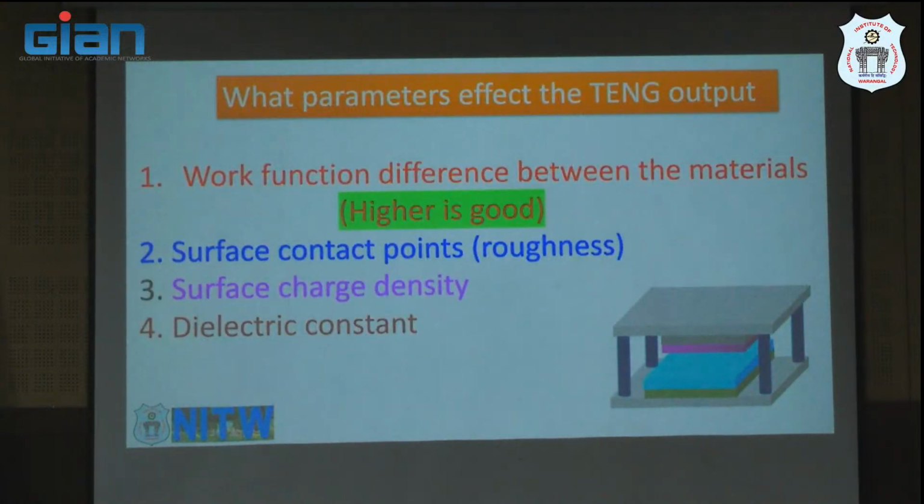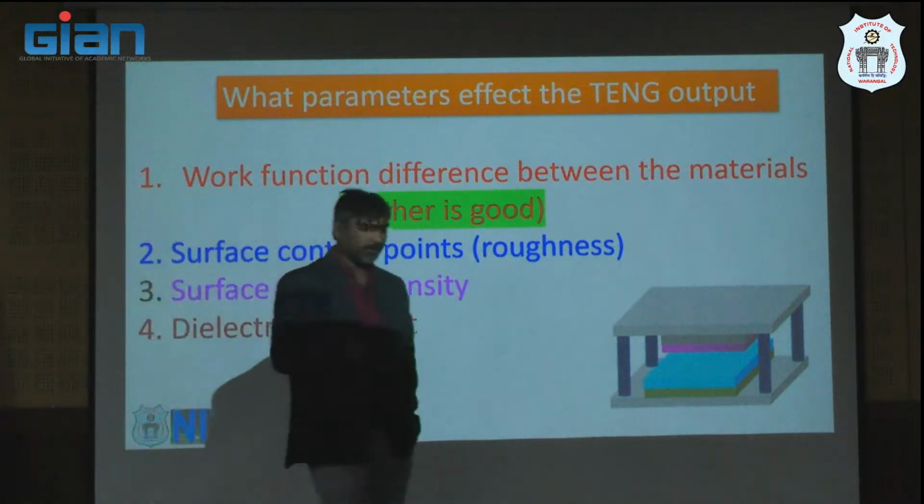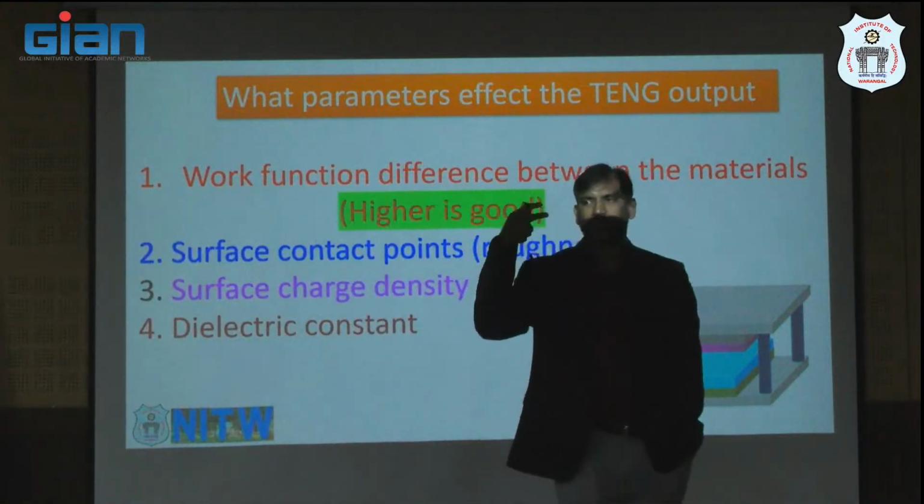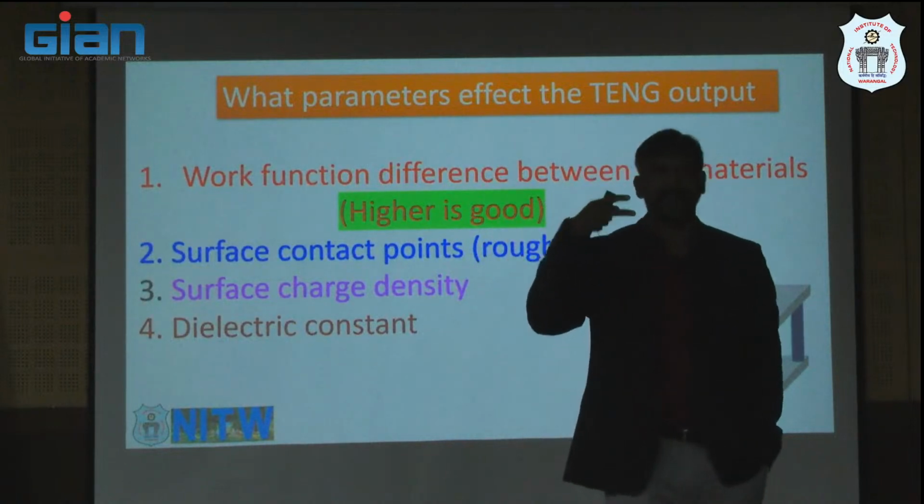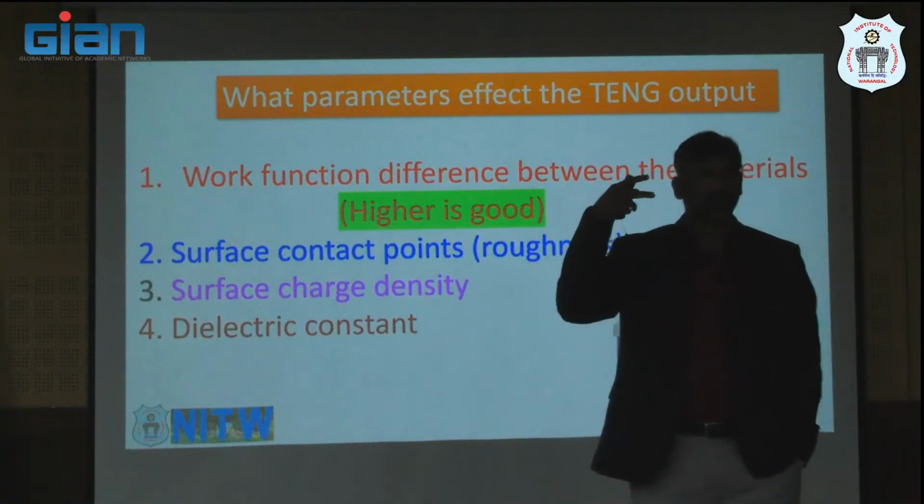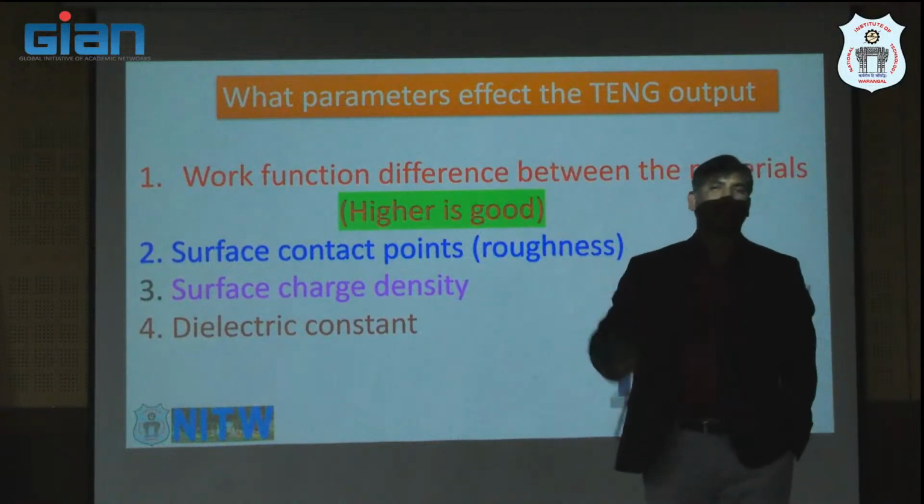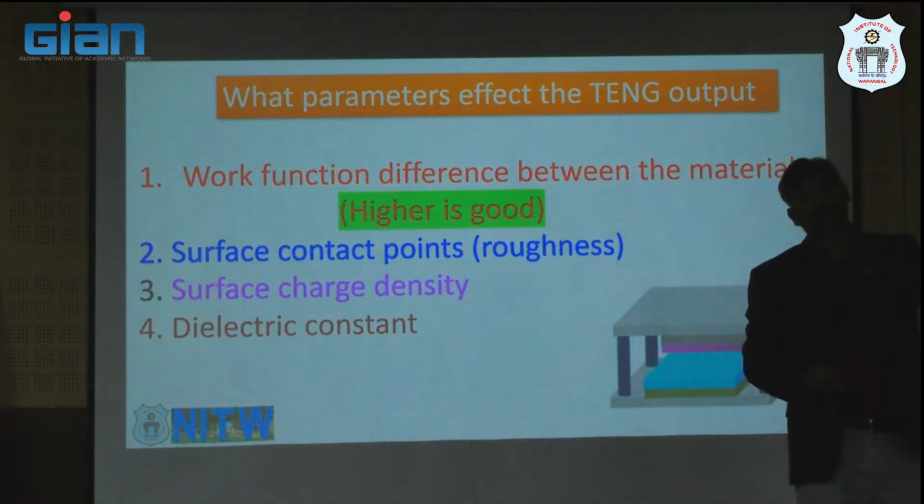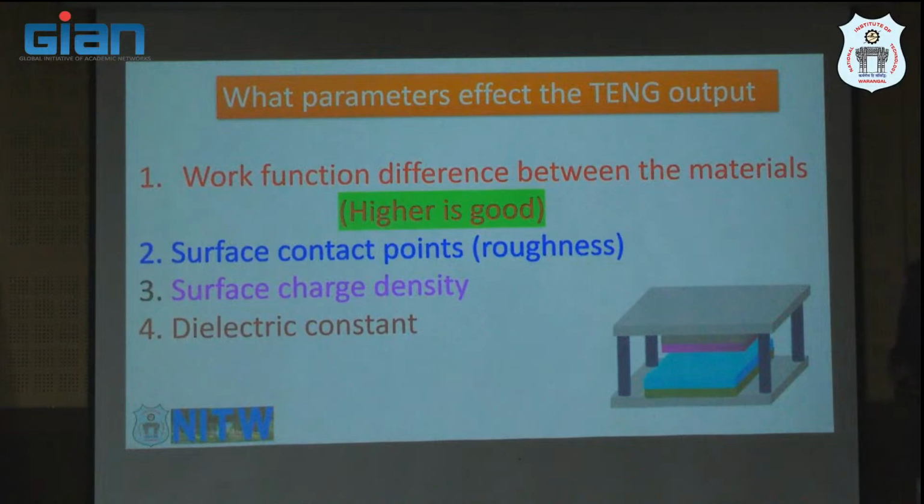Now what are the parameters which affect the TENG output? Up to this point we are clear. If you want to make a triboelectric nanogenerator, you need two frictional layers of different electron affinities, attached to two electrodes, which will be connected to a wire that measures the current or voltage, and you have to repeatedly apply mechanical force to make them contact and separate.